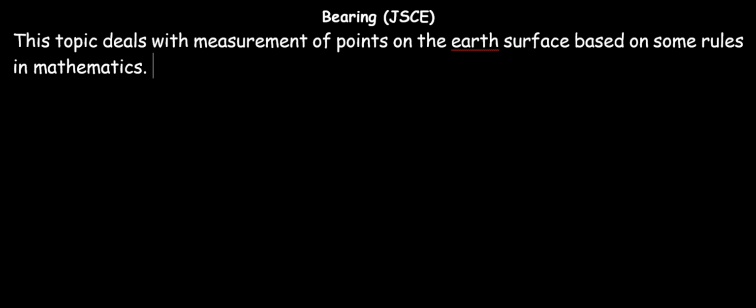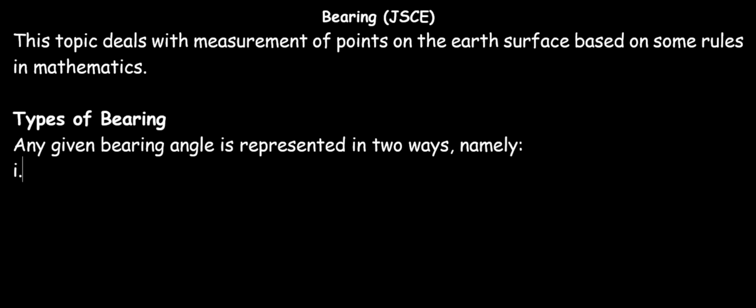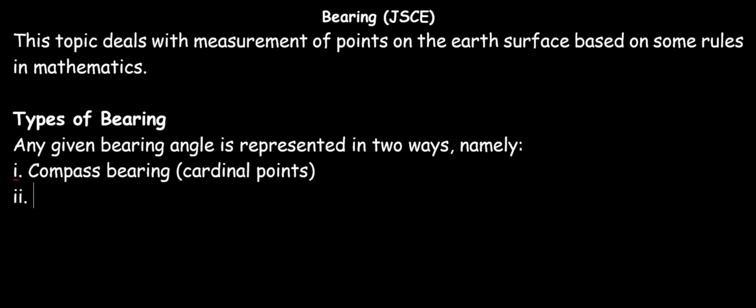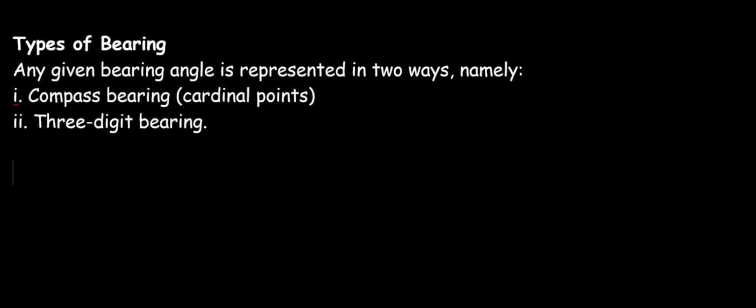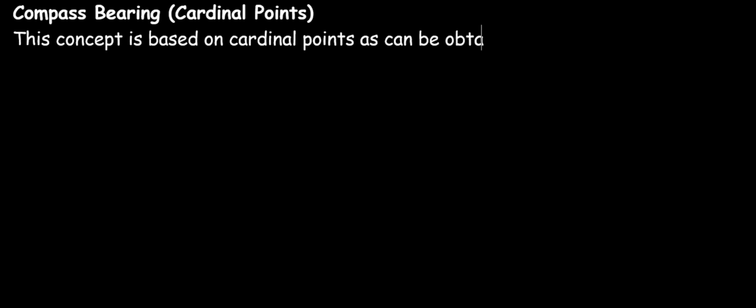First, let's treat types of bearing. Any given bearing angle is represented in two ways, namely compass bearing, that is cardinal points, and the other one is a three-digit bearing. First, let us treat a compass bearing, that is cardinal points. This concept is based on cardinal points, as can be obtained in any standard compass, such as shown below.